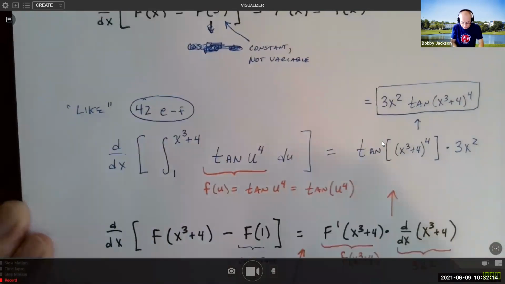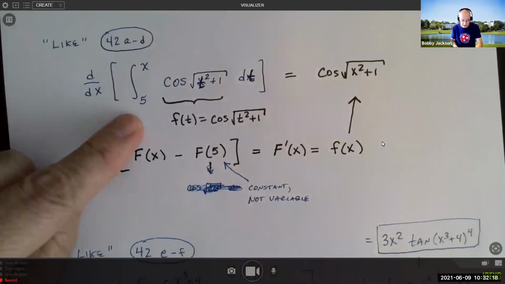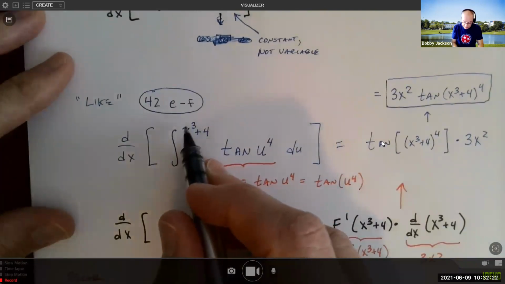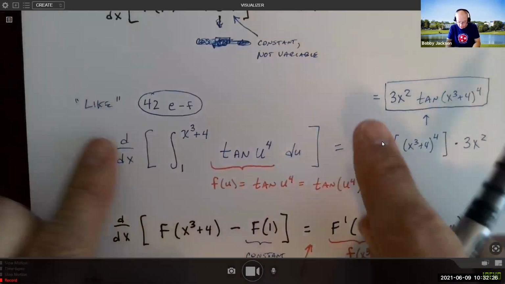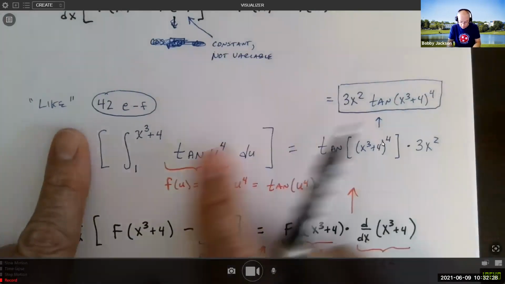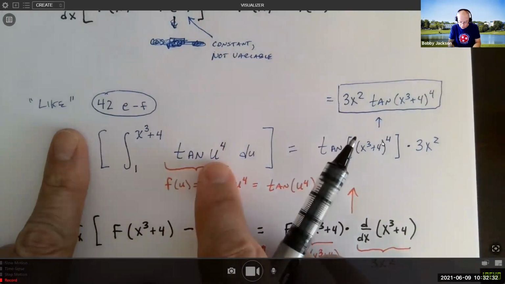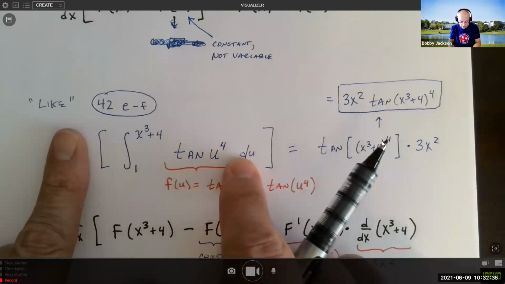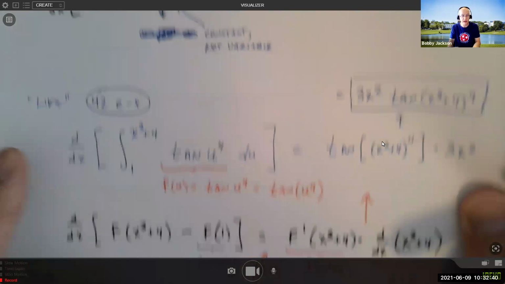There you'll notice it looks the same, except instead of going from a constant to x, we're going from a constant to, well, a function of x, something other than just x. Okay, so how does that change things? Okay, well, here's the one from 1 to x cubed plus 4. The function is tangent u to the 4th, du. So notice my dummy variable in this case is u instead of t. So as long as it's different from x, that's okay.